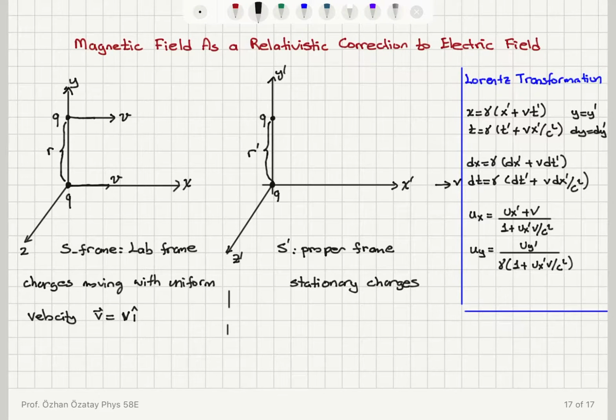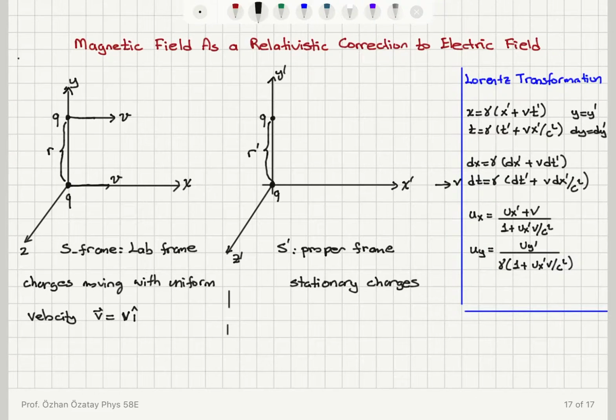Now we will see that a magnetic field can also be interpreted as a relativistic correction to the electric field. And in order to show that, we're going to assume that we have two isolated charges Q at a distance r moving with velocity v in the x direction.